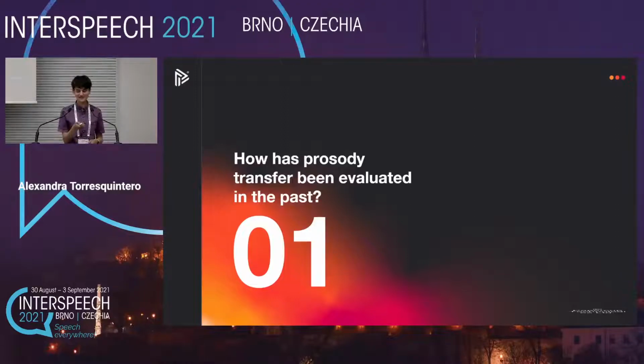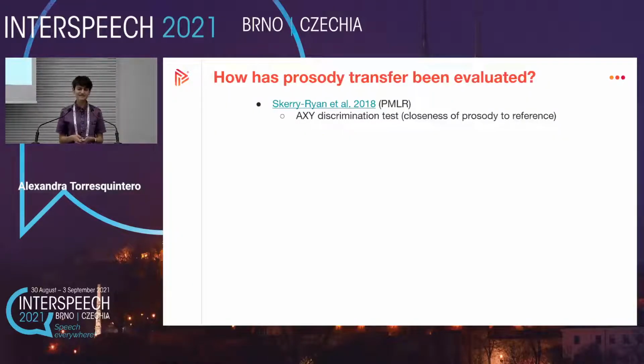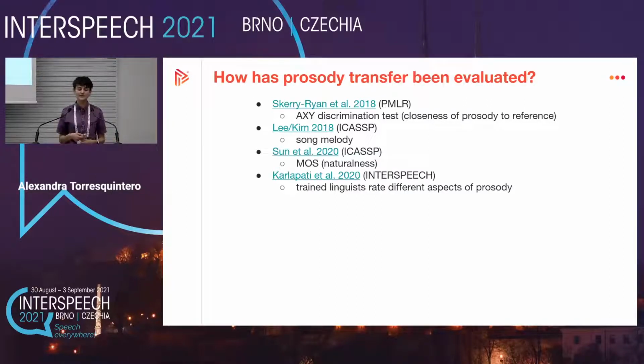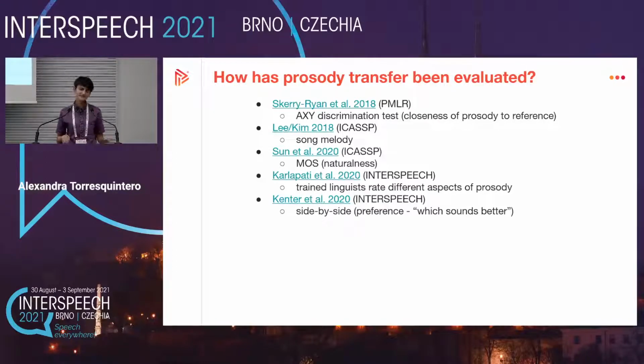Cool. So how has prosody transfer been evaluated in the past? We've seen many different types of subjective evaluation. A very common one is what's known as the AXY discrimination test, in which listeners rate closeness of prosody to a reference sample. We've also interestingly seen a song melody. So these researchers listened to the fact that a song melody was successfully transferred through their model, and therefore they claimed that it was good prosody transfer. We've also just seen MOS tests for naturalness. This Copycat Amazon paper actually used trained linguists to rate specifically different aspects of prosody. And we've also just seen a simple side-by-side preference test, you know, which sounds better.